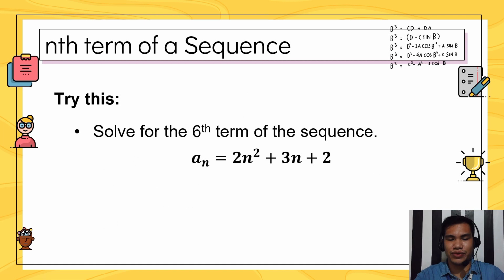Of course. Now, it's your turn. Try to solve for this one. Same sequence, a sub n is equal to 2n squared plus 3n plus 2. Kaya lang, you are tasked to solve for the sixth term. Ika-sixth na term. So, you know what to do na, no? Sige, try answering that one.